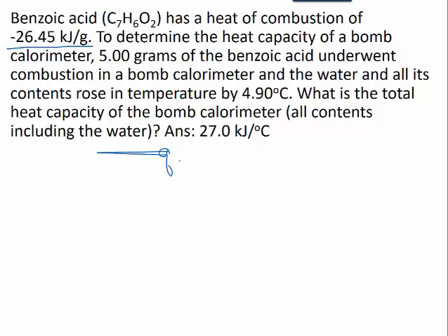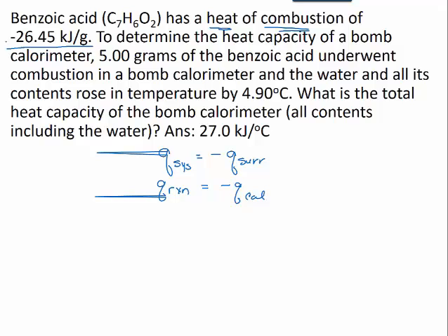So the Q of the system is equal to the negative Q of the surroundings. That's always my starting point. And the system is the reaction, and the surroundings is the calorimeter. Now in this case, we can determine the Q of the reaction because we know the heat Q of combustion, that's the reaction. It's in kilojoules per gram.